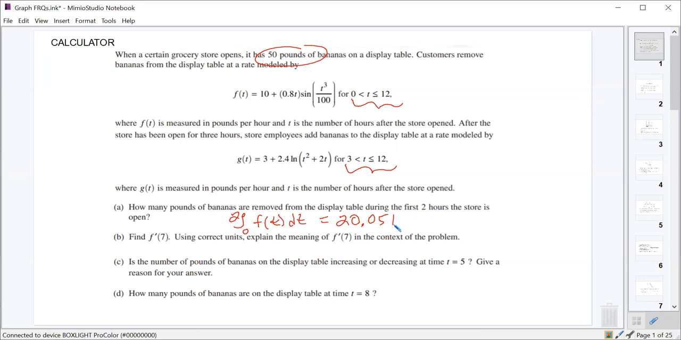So I think they gave you 2 points for that one, actually. Oh, well, yeah, it was 2 points. One for the integral and one for the answer. Yeah? Good with that? Everybody good with that?